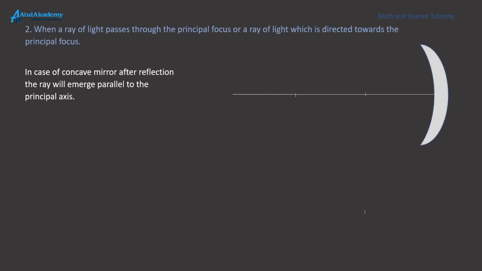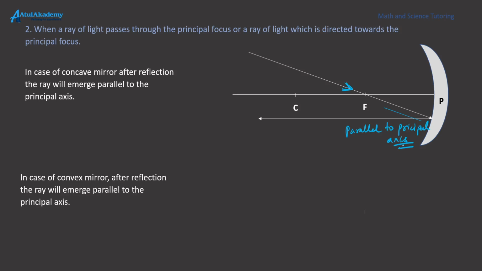Let's check. We have the concave mirror. The ray is coming through the focus. If you check, the ray is passing through the focus. It's incident over here. So how will it come back? It will come back parallel. It will be reflected back parallel to the principal axis.